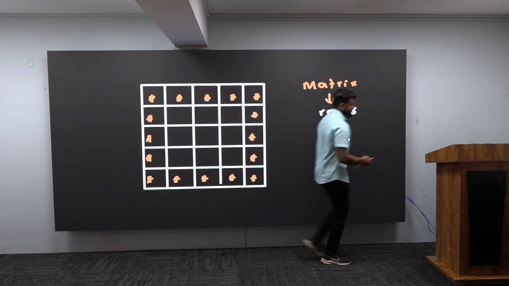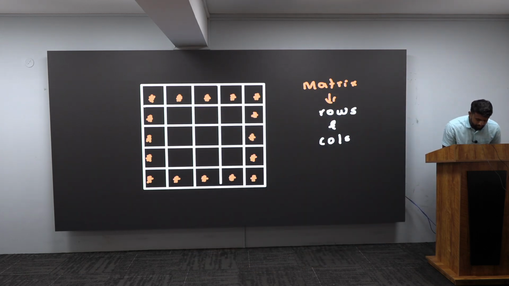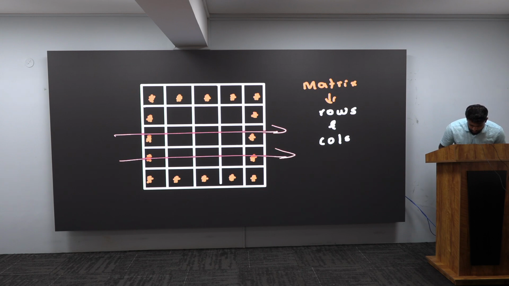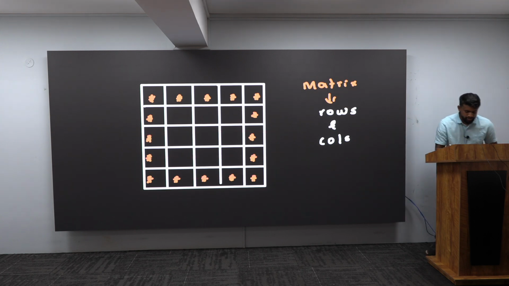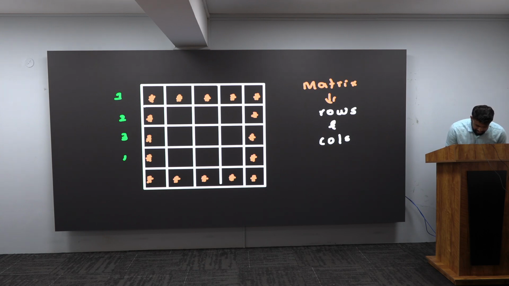Watch it. Now, whenever you go in this direction, 100% it is row. If you notice there, this is my first row. This is my second row. This is my third row. This is my fourth row. And this is my fifth row. Sensing this much. So that I will tell it here like this. This is my first row. This is my second row. This is my third row. This is my fourth row. And this is my fifth row.